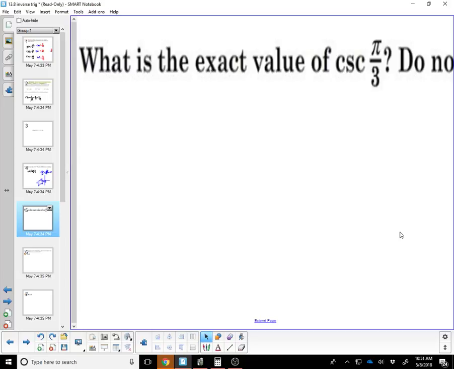All right, let's see if you guys can find this one real quick. Give you guys a minute or two. Cosecant pi thirds, please.